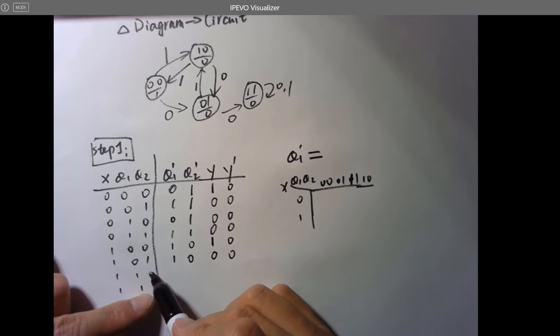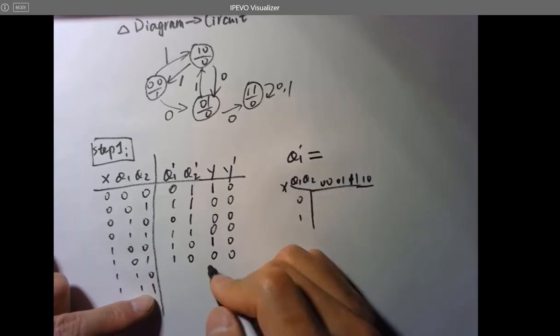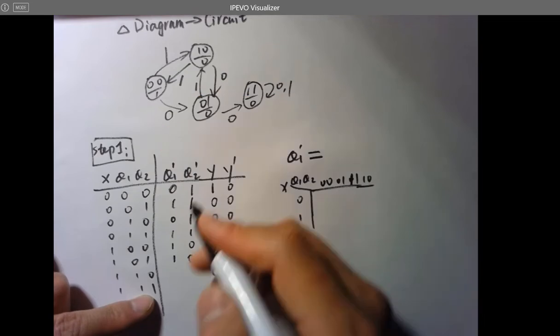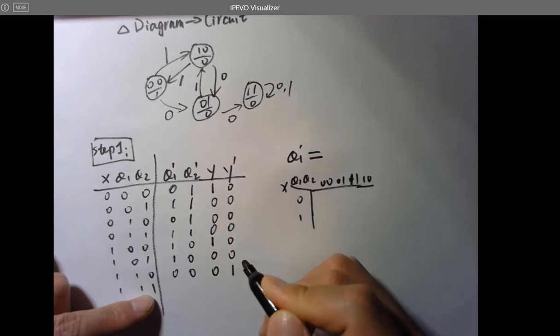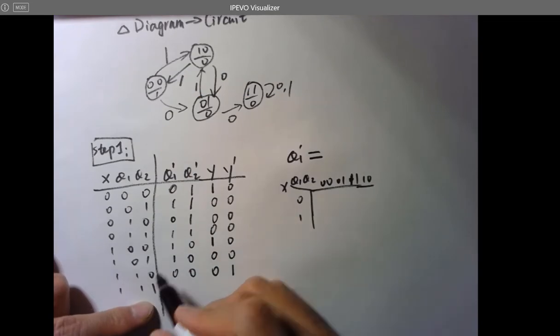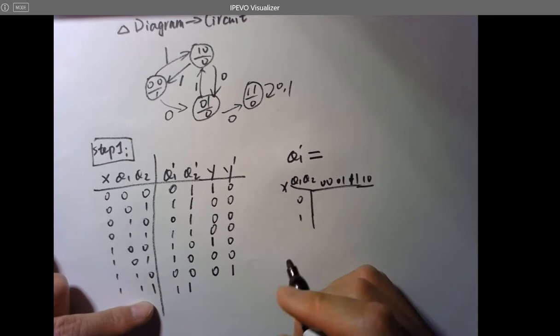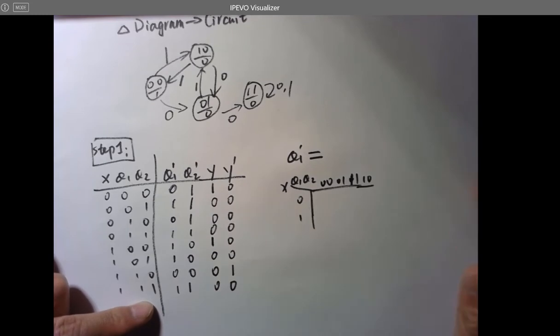1, 0, 1, 0, Y has to be 0, and X is 1, it jumps to 0, 0, and Y becomes 1. 1, 1, same story, right? It's going to stay here, and Y has to be 0 all the time.